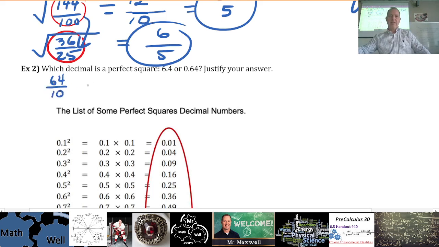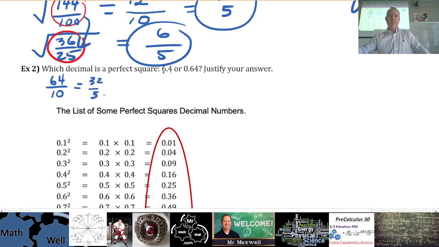Over 10. Yeah, that's 64 over 10. So 64 divided by 10 is 6.4. We have the number 64, and the last digit occupies the tenths spot. So we'll do 64 over 10. Now let's simplify this. So I'm going to go 32 over 5.